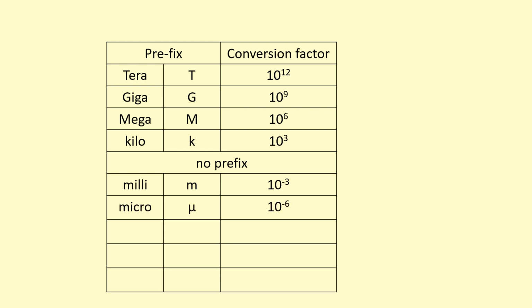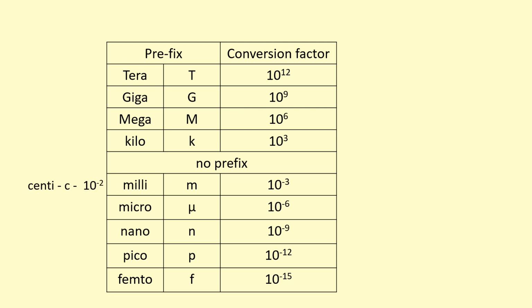And then we've got micro, which is 10 to the power minus 6, and that's given the symbol mu, the Greek letter mu. Then we've got nano, 10 to the power minus 9. Then we've got pico, lowercase p, 10 to the power minus 12, and then femto, 10 to the power minus 15. Now pico we don't use that often, but femto we do, because femtometers is the size of the nucleus of an atom.